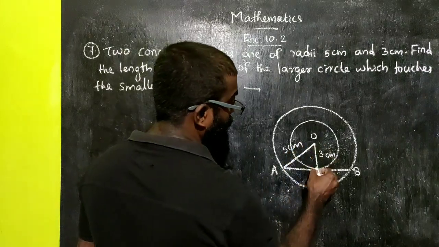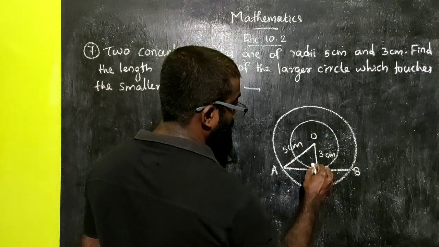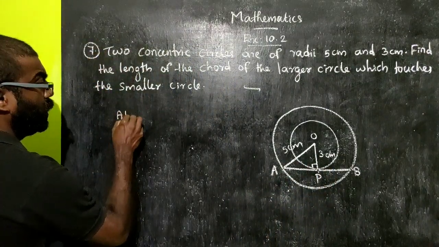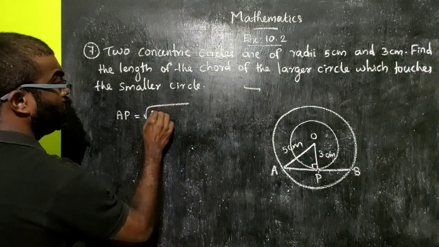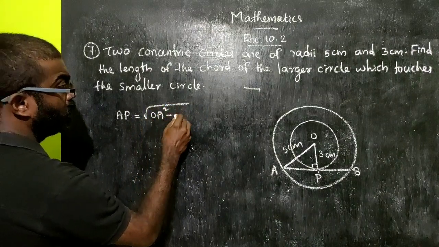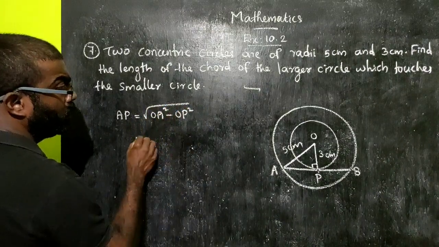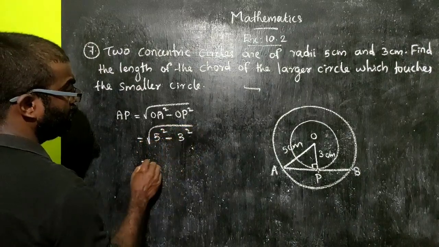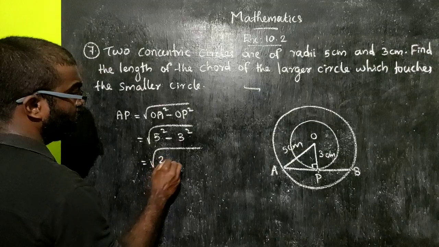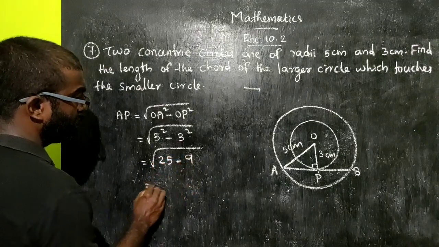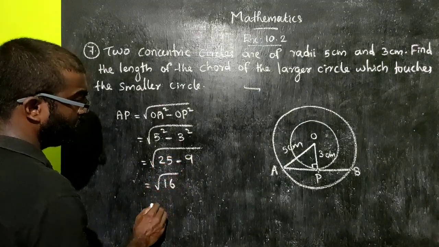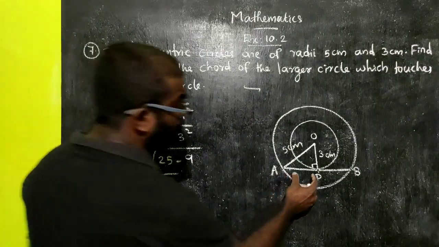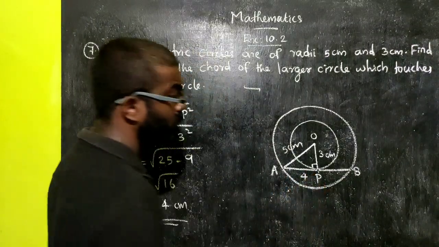Radius and tangent are perpendicular, so here it is 90 degrees. Now we can find the length AP first. AP is equal to root of OA square minus OP square, which is equal to root of 5 square minus 3 square, that is root of 25 minus 9, which is equal to root 16, equal to 4 centimeters. Here AP is 4 centimeters.